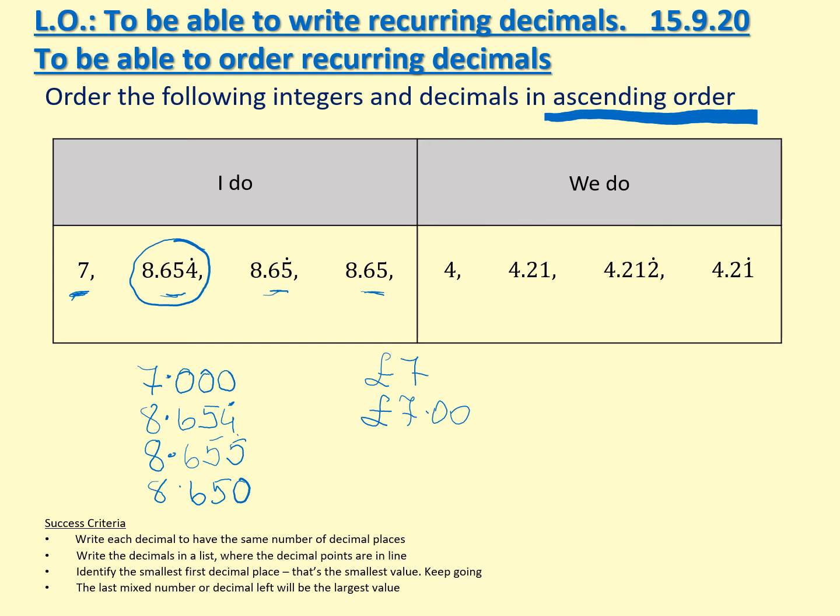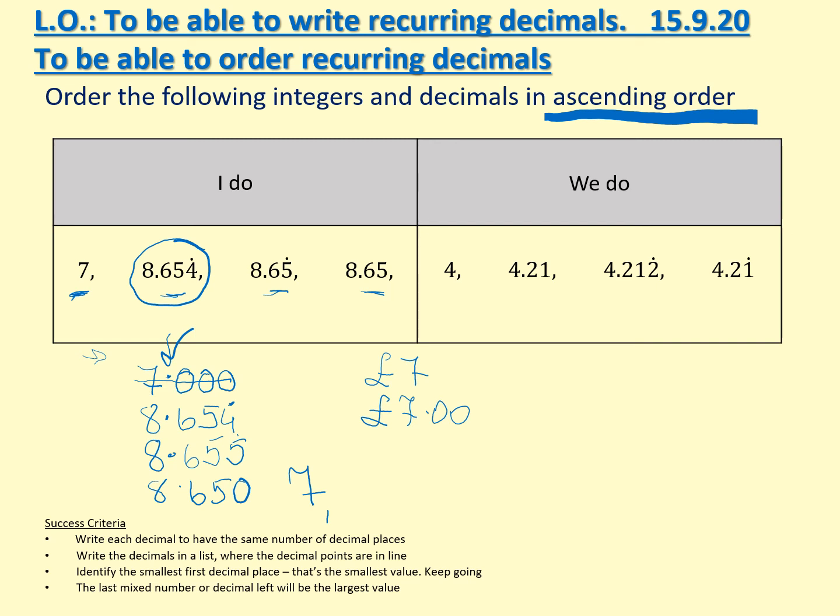We've done the second one as well. So we wrote the decimals in a list where the decimal points are in line. Yeah, we can see they are in line. So now we have to identify the smallest. Okay, so going from the left, we look at each digit. So this is 7 units, 8 units, 8 units, 8 units. So this one is the smallest. So I write it down as the first number in the list in its original form.